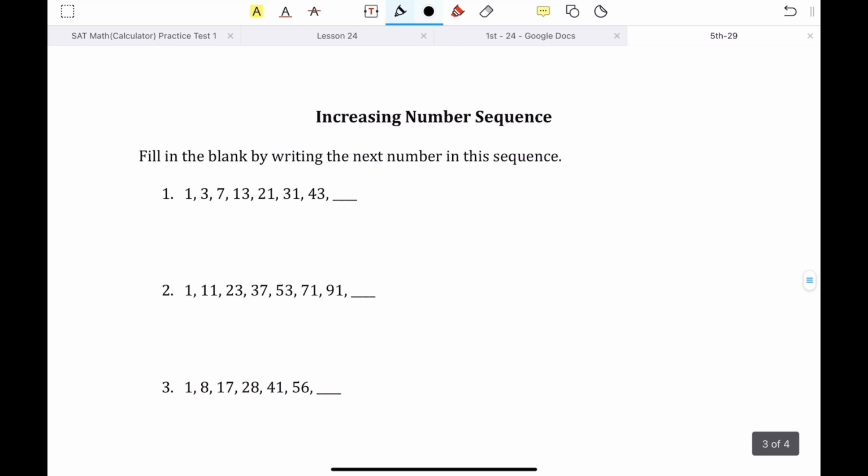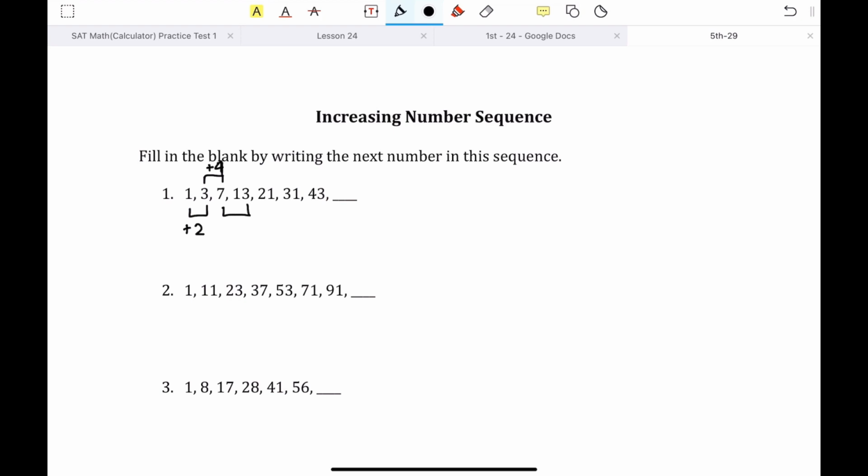Now let's get to the third section, which is increasing number sequence. Fill in the blank by writing the next number in the sequence. So this is just pattern. I'm just going to go over number 1 since sequences are pretty easy. Since they're increasing: 1, 3, 7, 13, 21, 31, 43, blank. The first step I always do is find the difference between each number. There's a difference of plus 2, they added plus 2. Now there is a difference of plus 4.